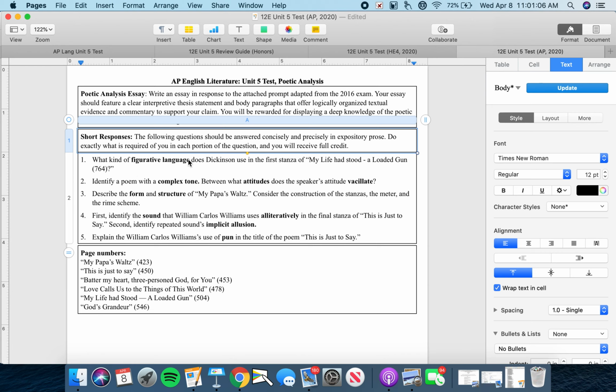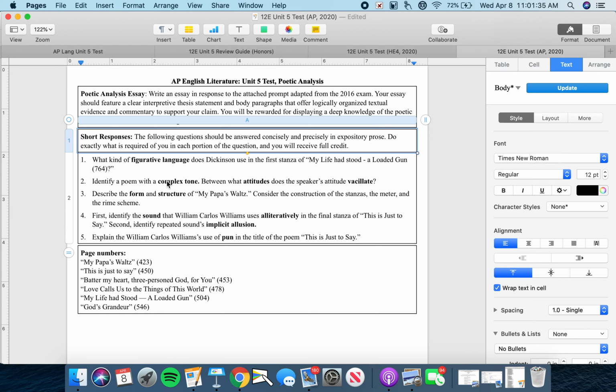What kind of figurative language does Dickinson use in the first stanza of My Life Had Stood a Loaded Gun? Read the first stanza of My Life Had Stood a Loaded Gun. Explain the kind of figurative language at work in the text. You could evidence your response by pointing to areas of the text that are deploying that kind of figure of speech, but you do not need to analyze its meaning or interpret its meaning.